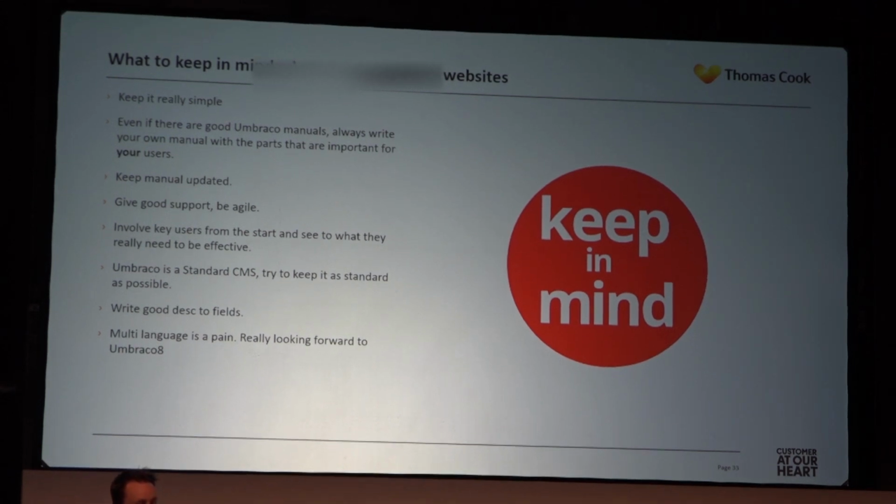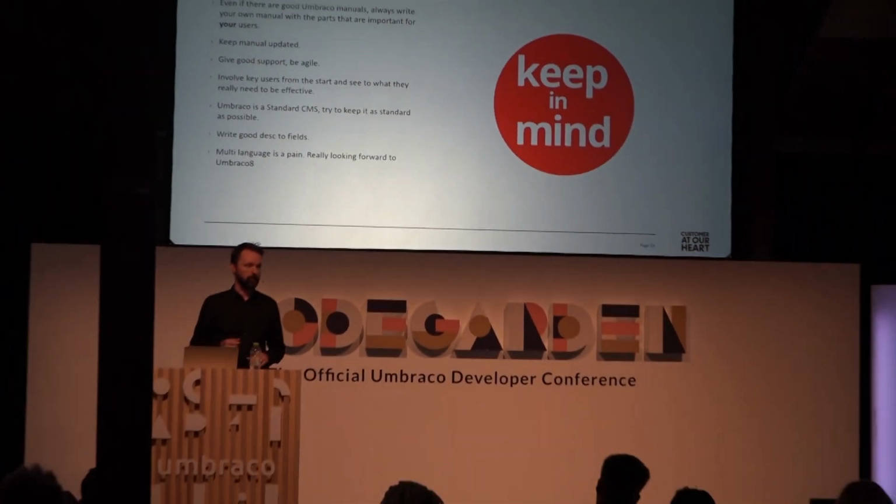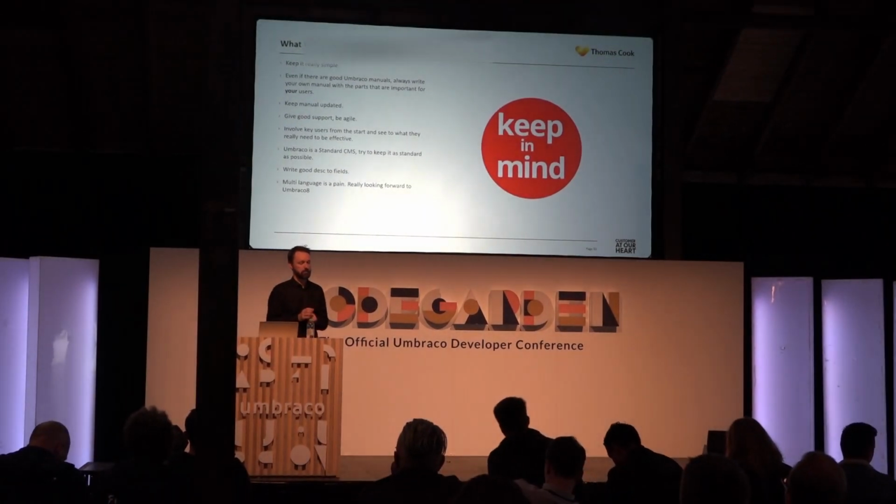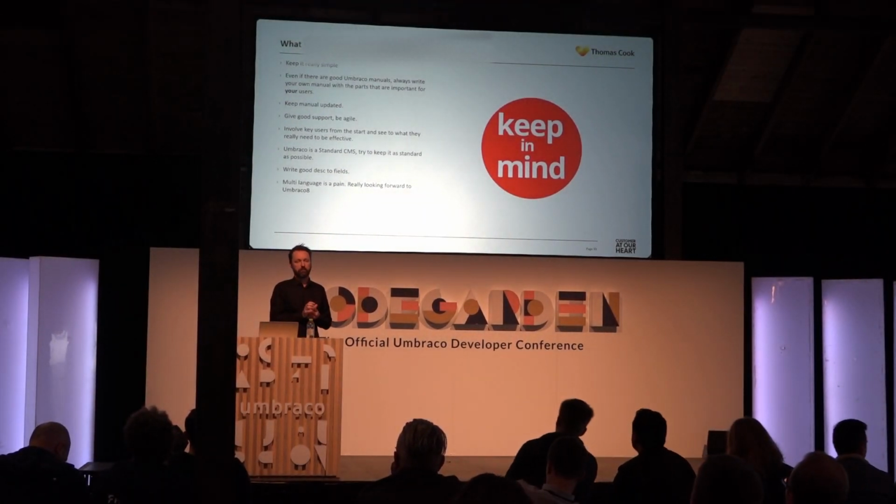Umbraco is a standard CMS, and we are keeping it as simple as possible, keeping all the standard functionality and not extending it too much, because when upgrading from 6 to 7, it was a really big hassle because we had done some custom things that were really hard to migrate.